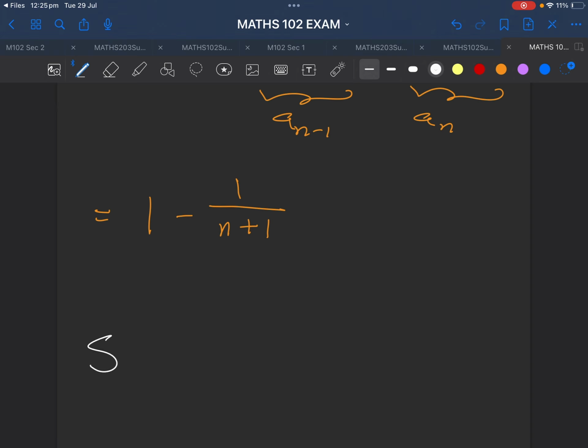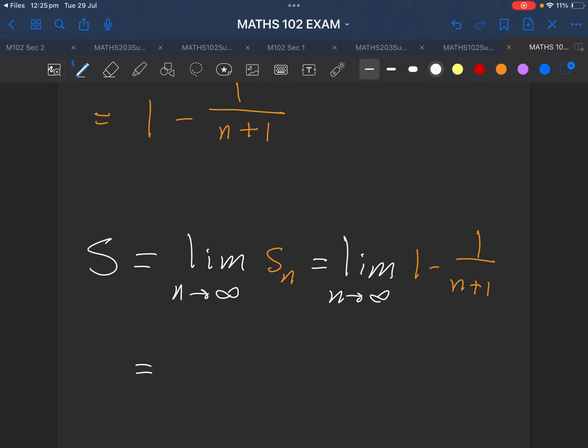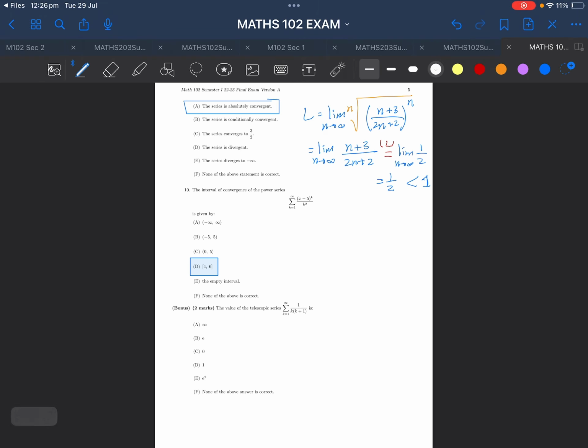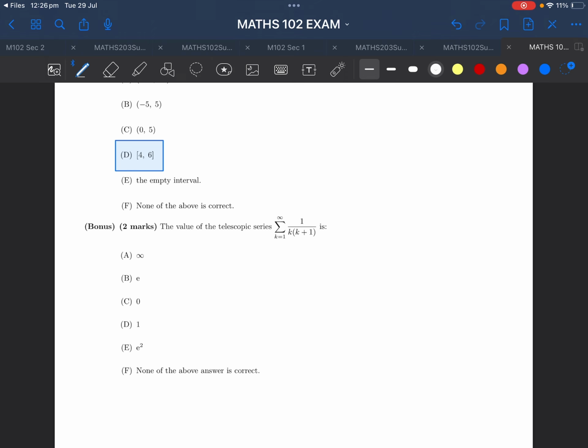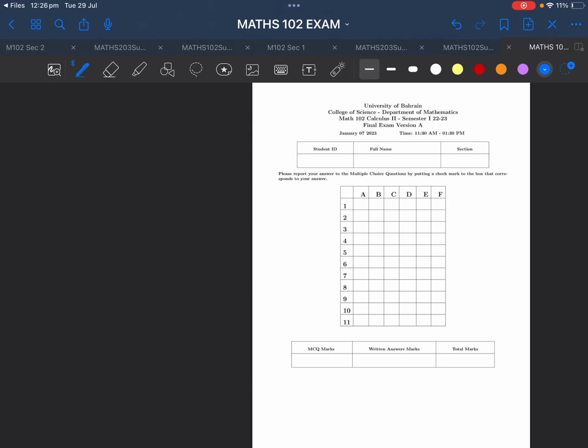So finally, what is the sum? The sum is the limit as n goes to infinity of S_n. So it will be just the limit as n goes to infinity of 1 minus 1 over n plus 1, and that's equal to 1. So finally, after all this, we find the final answer to be 1, which is part D. And that's it. That's the practice exam.